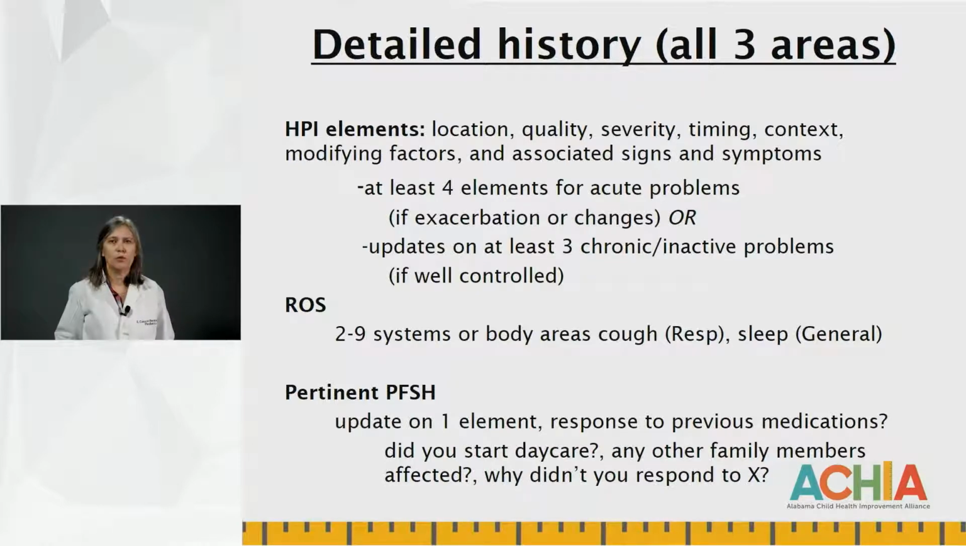in the CPT world. Then, for review of systems for a level 4 established patient visit, you need to cover 2 to 9 systems or body areas. And then for your pertinent histories, you just need to have 1, such as how did you respond to your medications? Did you start daycare? Do any other family members have this condition?